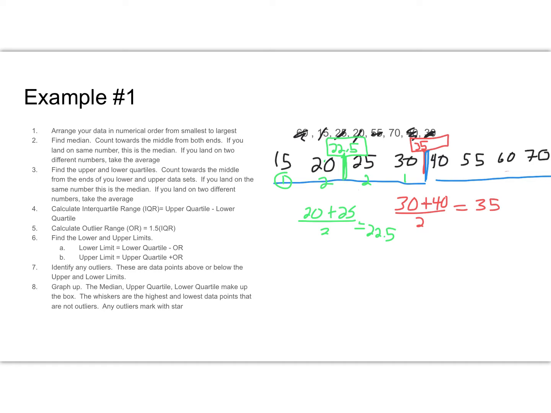Okay. Now we're going to do the same thing on the high side. So 1, 1, 2, 2, and again I'm winding up in the middle here. So when I average those together, 55 plus 60 divided by 2 is going to be 57.5. So this is my upper quartile. This is my lower quartile. And as we said earlier, the 35 is our median.